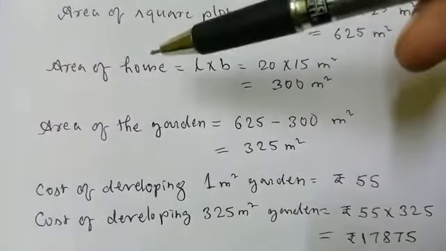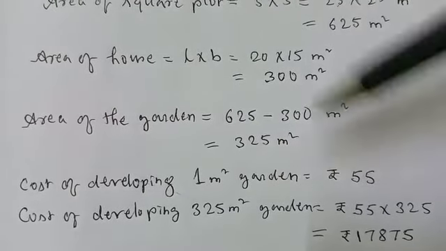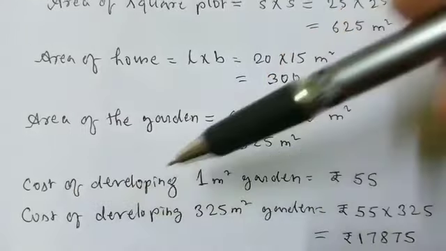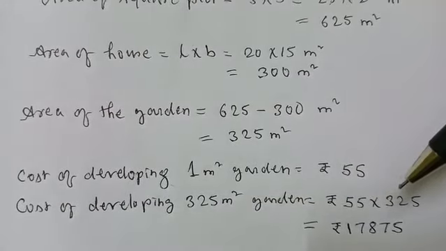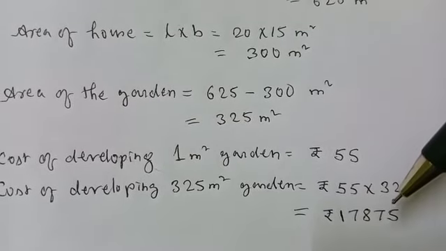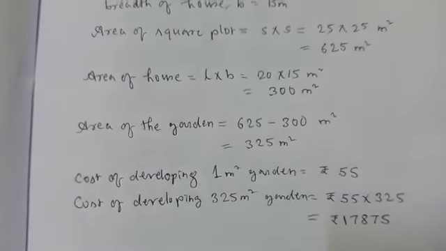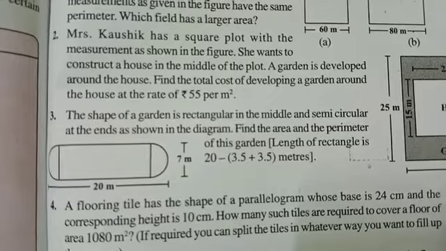Now you have to find the cost. So cost of developing 1 meter square garden is rupees 55. Then cost of developing 325 meter square garden will be, you have to multiply 55 and 325. It is coming 17,875 rupees. So this is the solution of this question. Very easy. Okay. Now let's see question number 3.